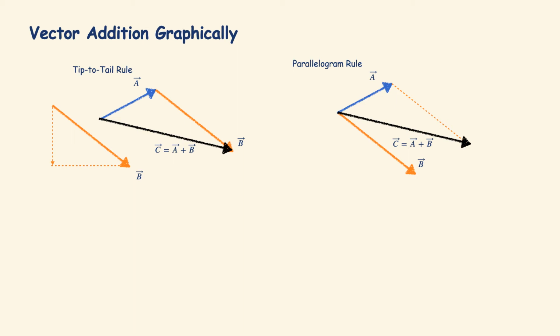The difference comes in that sometimes, if you're dealing with displacements, the tip to tail rule will be the more natural state for you to trace someone's displacement. On the other hand, if you're looking at an object and you have many forces acting on that, the parallelogram rule will emerge simply from drawing all the forces acting on that object.